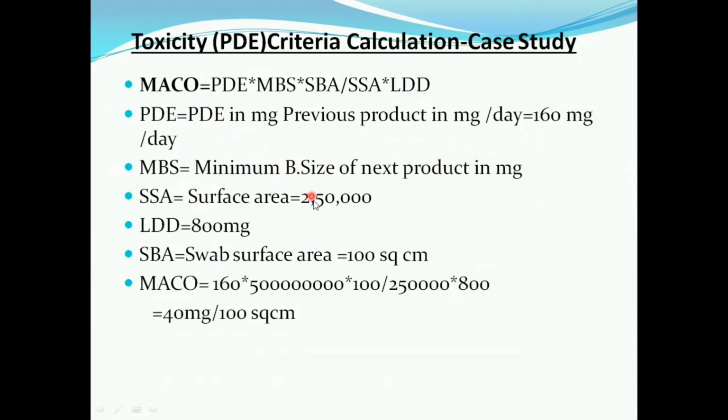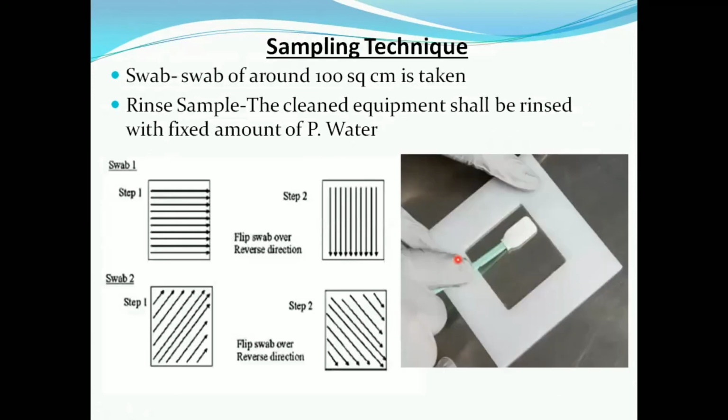Then MBS I have taken as 50 kg, that is 50 into 10 to the power 6 mg. Then the equipment surface area is 2,50,000. Then LDD is 800. Then 40 milligram per 100 square centimeter came. So friends, the most stringent value we will take for the MACO calculation as the worst case criteria. Then in the next slide I will discuss the sampling technique.